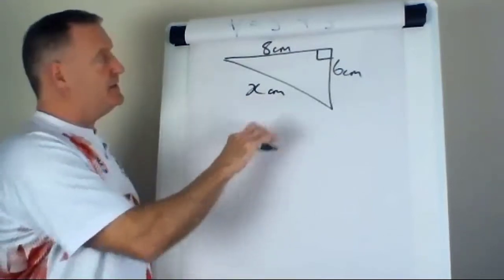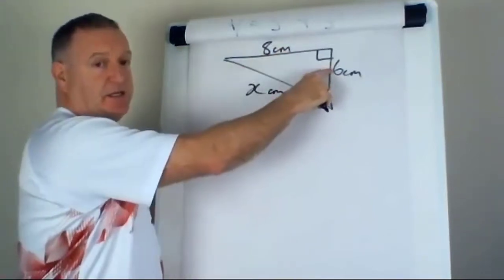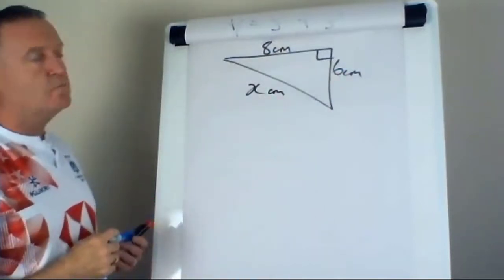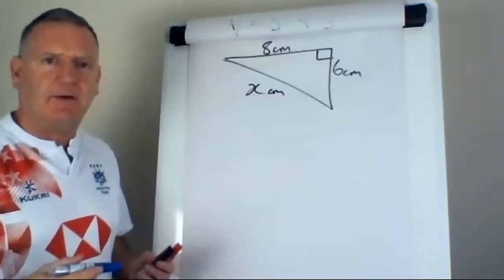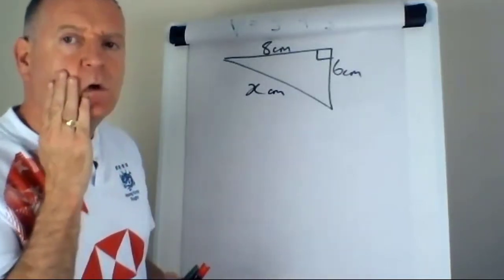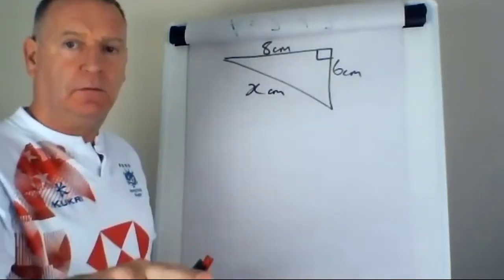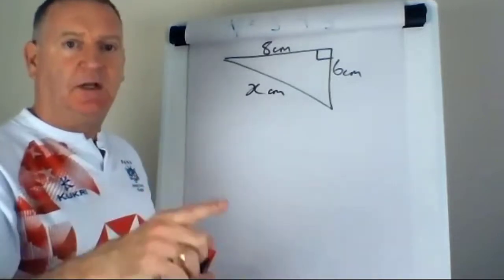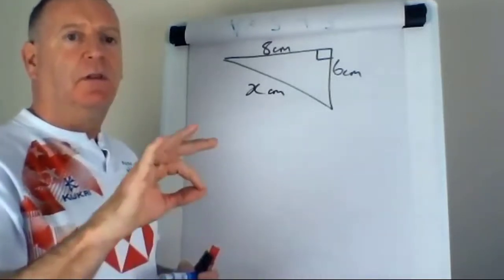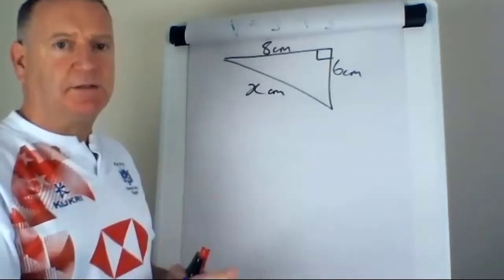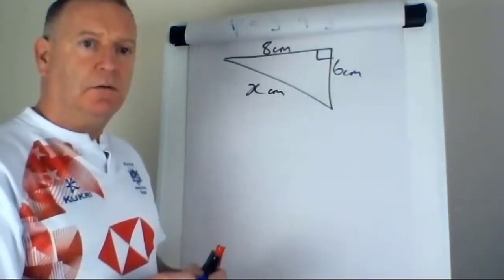Make sure he knows this is X. X centimeters, 8 centimeters, 6 centimeters. What's Pythagoras? The square on the hypotenuse is equal to the sum of the squares on the short sides.